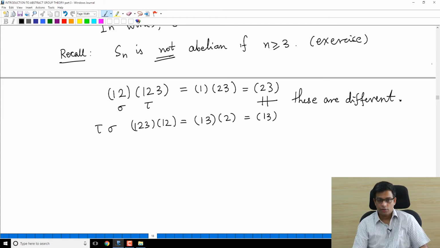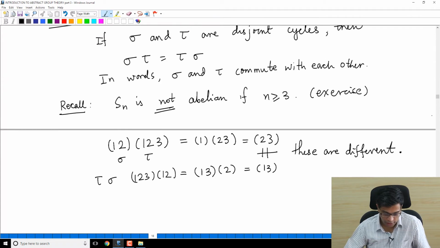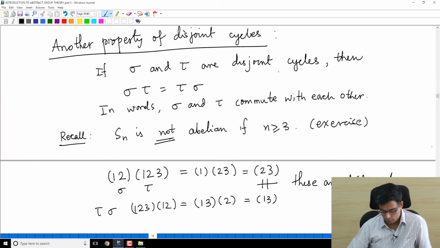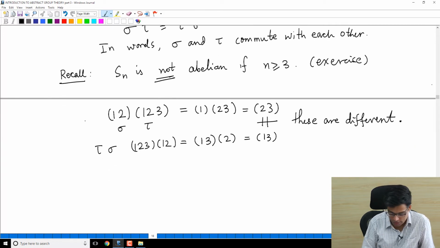These are different. So (1 2)(1 2 3) is not the same as (1 2 3)(1 2). So in general, Sn is not abelian. However, what did I say here? If they are disjoint cycles, then they commute with each other. In this case, they are not disjoint cycles, right?